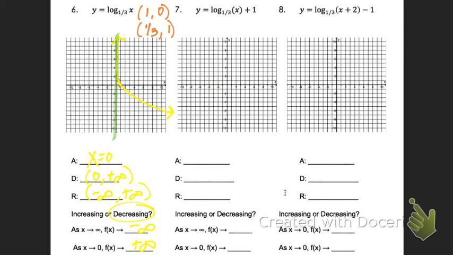For number 7, I'm still going to plug in 1 and 1/3, but now I'm shifting up 1 point. So what would my ordered pair be? What would my y value be at 1? 1. And then at 1/3. 4/3. Fractions, people. Because I'm adding 3/3 to it. So 1/3 plus 3/3 gives me 4/3.